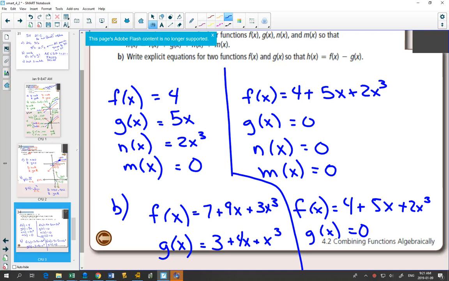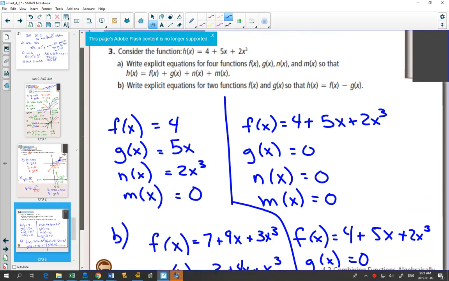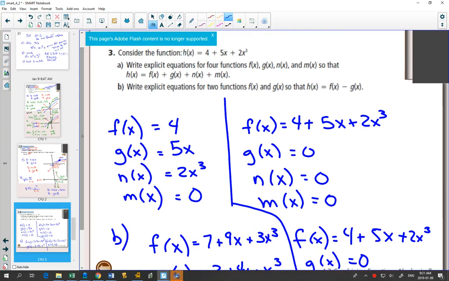Again, if it was on the test, what would be more typical is they would say, given h of x is this, find g of x if f of x was 7 plus 9x plus 3x cubed. So you would have to figure out what the missing one was that only would have one answer. It's still not hard, but that would be more typical of what would come up on a test.